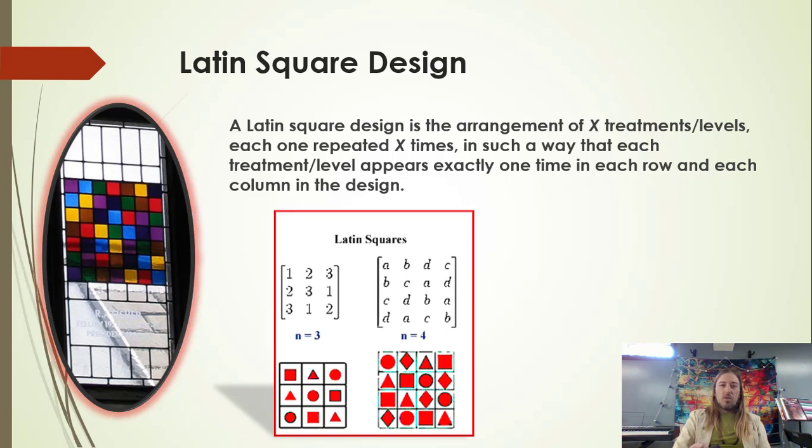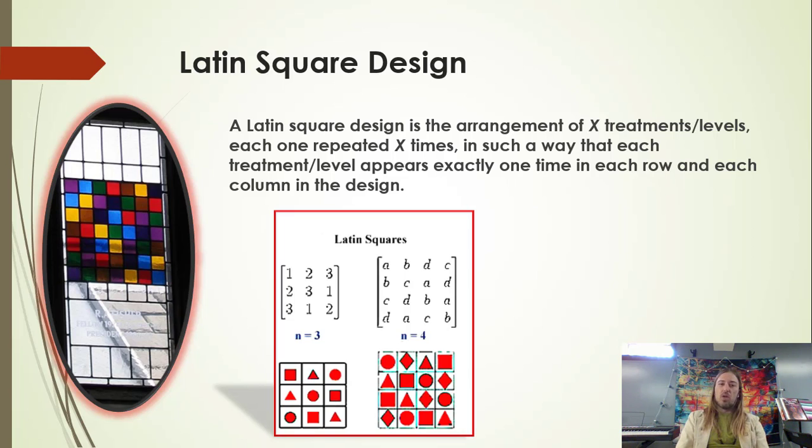But if you look at the graphic below the paragraph here, so if we say that it's an arrangement of X treatment levels, so on the top left of that square, we have the situation where we had 3 treatment levels, A, B, and C. Each one gets to be repeated then X times, so each level is going to be repeated 3 times. You'll have 3 occurrences of A, 3 of B, 3 of C, but they're repeated in such a way that each treatment or level appears exactly 1 time in each row and 1 time in each column.